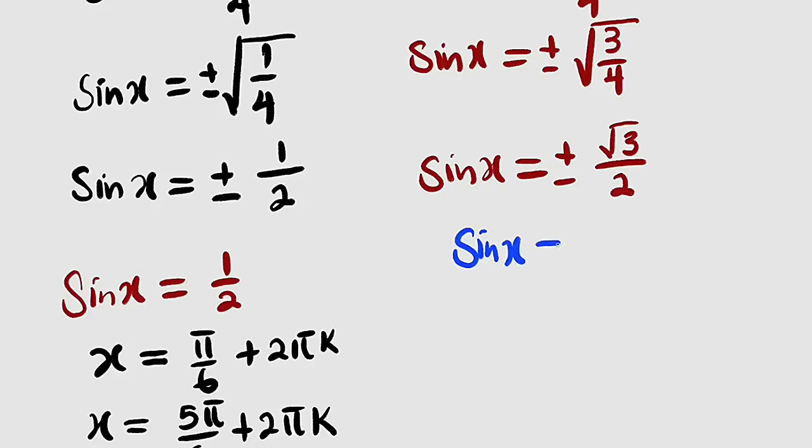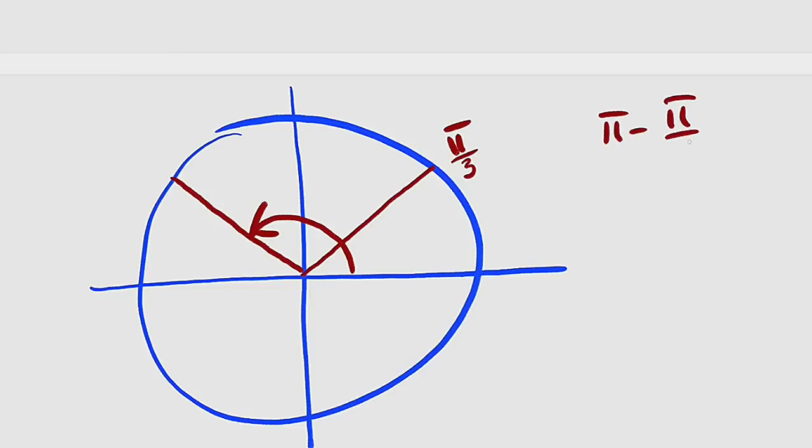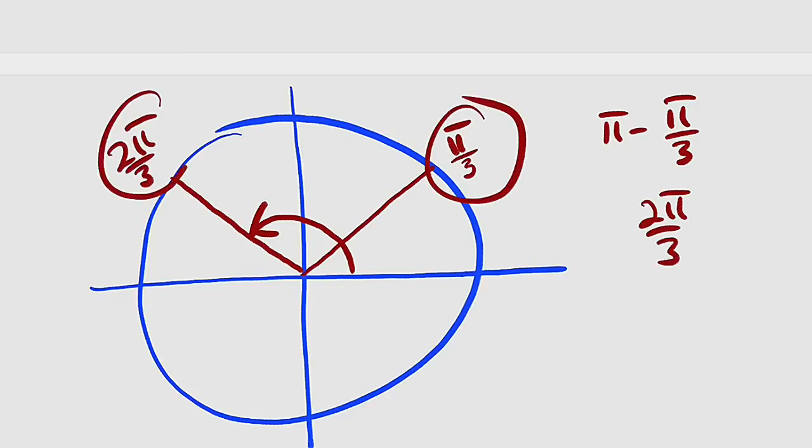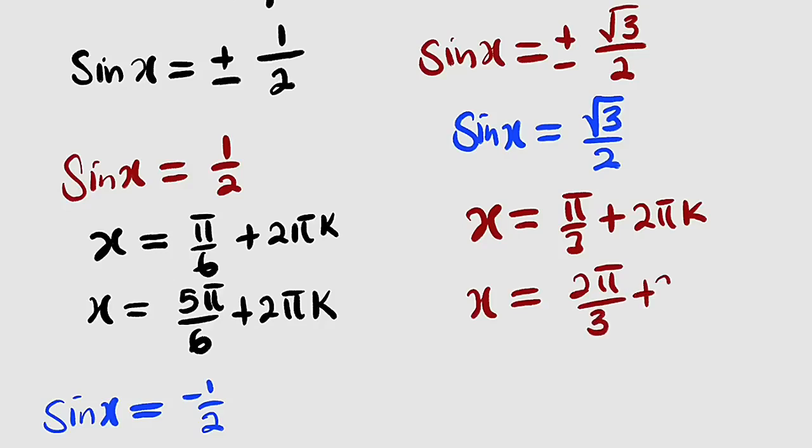Let's start with sine x equal to the positive root 3 divided by 2. From the unit circle, we know that sine of 60 degrees is the same thing as root 3 divided by 2. Or sine of what? Pi divided by 3, because pi divided by 3 is the same thing as 60 degrees. So let's go to the unit circle. If this is 60 degrees, which is pi divided by 3, we can get another solution right here by subtracting pi divided by 3 from 180, which is pi. So pi minus pi divided by 3 is going to give us 2 pi divided by 3. So this is 2 pi divided by 3. So now we have obtained 2 solutions for that. x is equal to pi divided by 3 plus multiples of 2 pi. Then the other one, 2 pi divided by 3 plus 2 pi k.